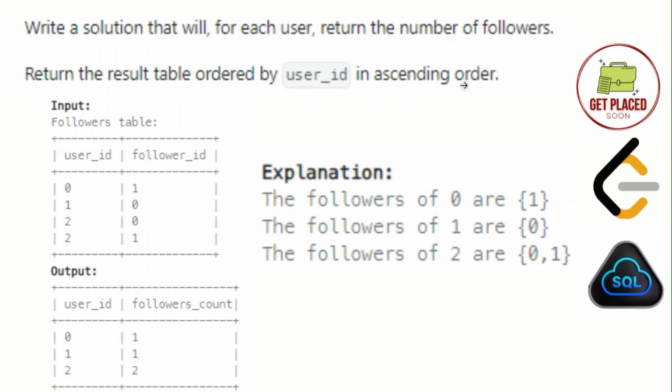Whenever you want the result in ascending order, use the clause called order by. When you use order by and mention the column name, it returns the result in ascending order. If after the column name you mention DESC, it will show the result in descending order. This we have already discussed in the previous videos. Because we need ascending order, we don't have to mention anything, as order by with a column name is ascending by default.